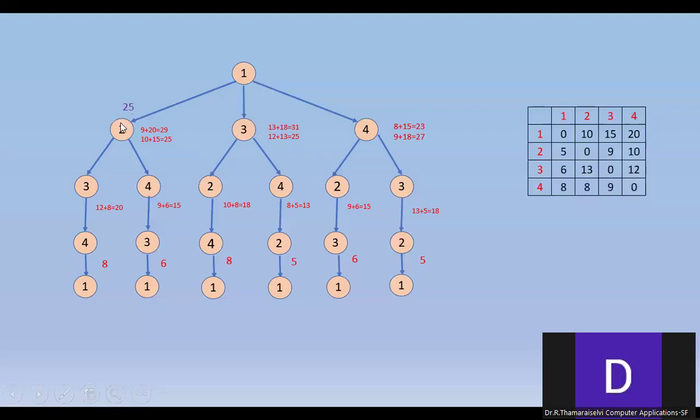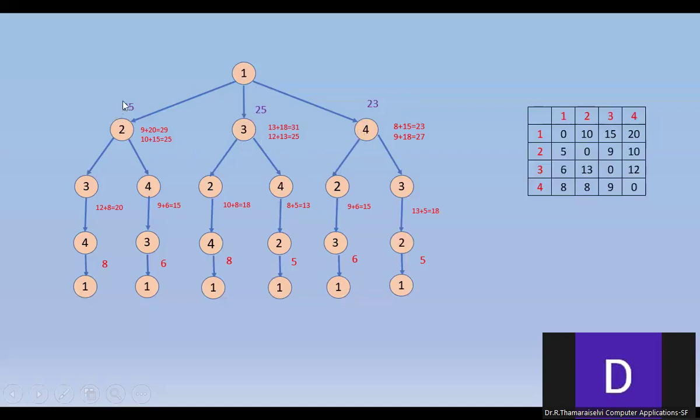Okay, minimal cost. Here it is 29, 25. The minimum is 25. So we are choosing 1, 2, 4, 3, 1. And here we are choosing 25, because 25 is lesser than 31. So 1, 3, 4, 2, 1. Next, out of 23 and 27, 23 is less. That is 1, 4, 2, 3, 1.